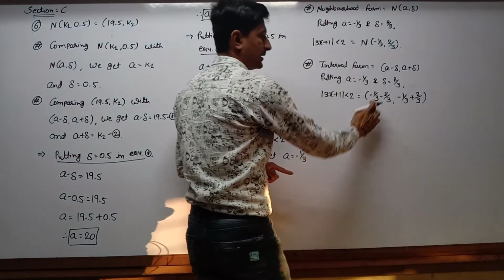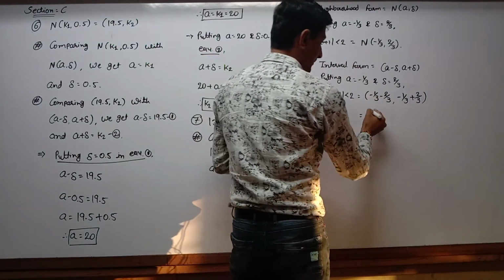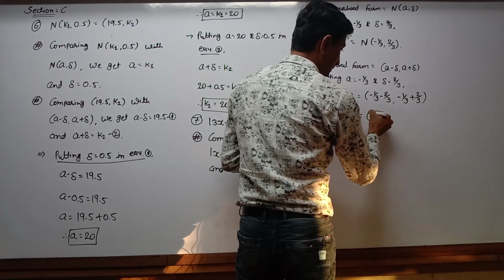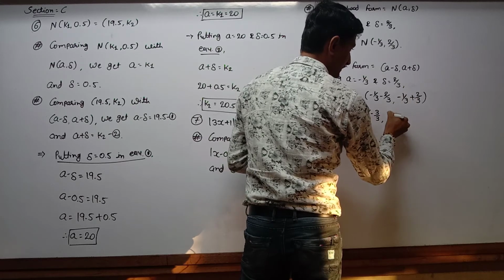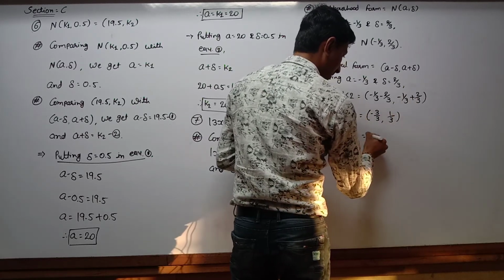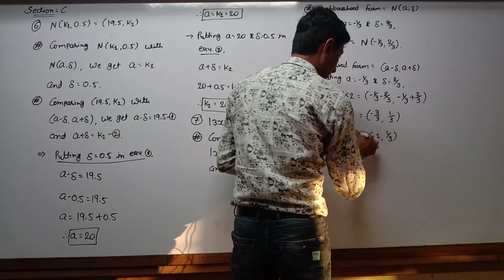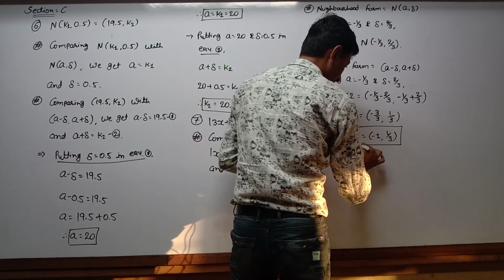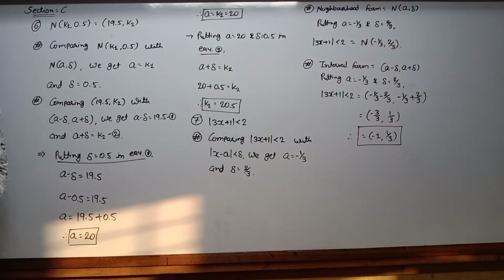Now next step, denominator both value 3 same, so numerator minus 1 minus 2 by 3 comma minus 1 plus 2, 1 by 3. Now next step, minus 1 to 1 by 3 for your last answer in interval form. Okay, so you have completed question number 7.